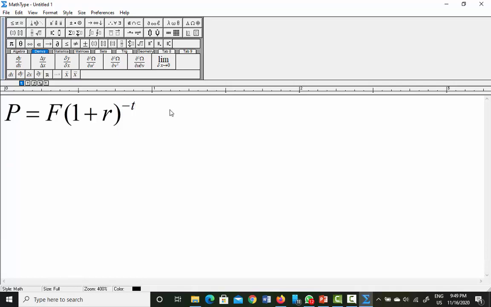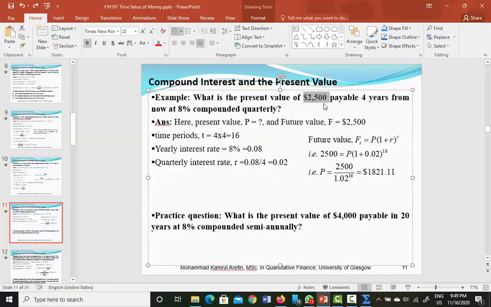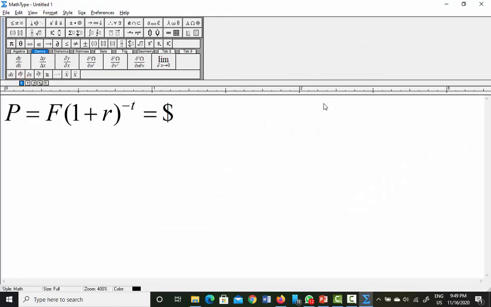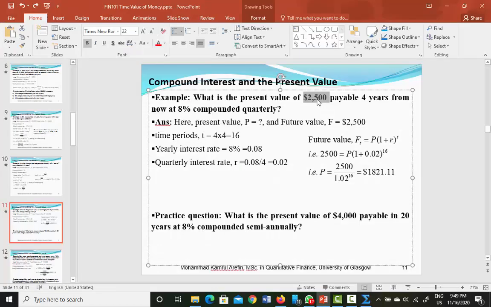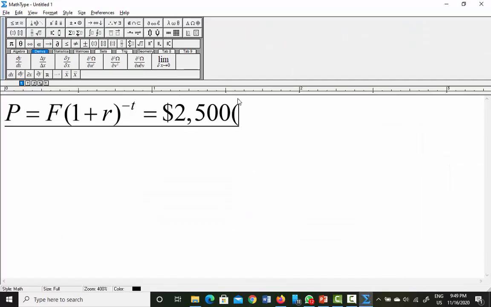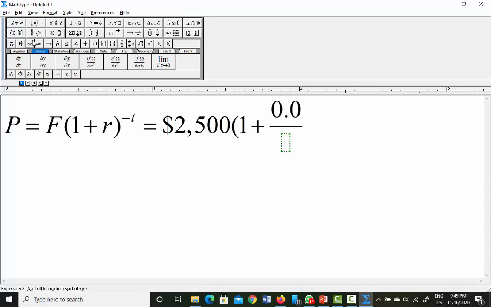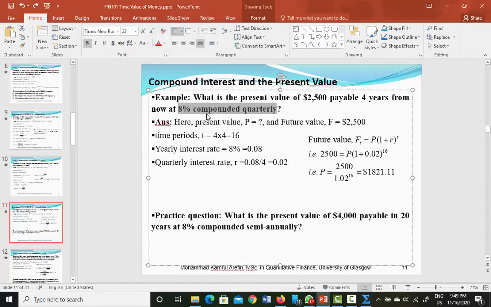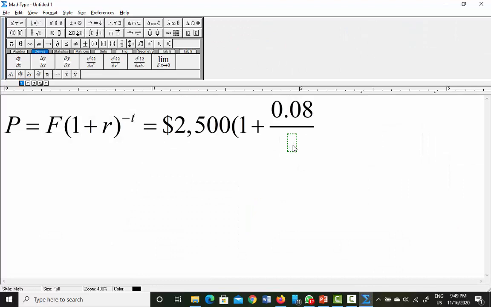So now let us calculate. Here the future value is $2,500. Interest rate is 8% compounded quarterly. So 8% is the annual rate, that means 0.08, but it will be compounded on a quarterly basis.